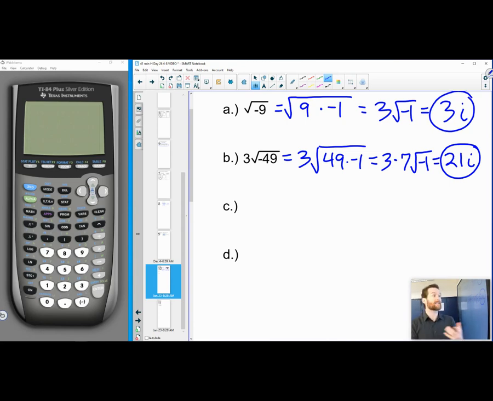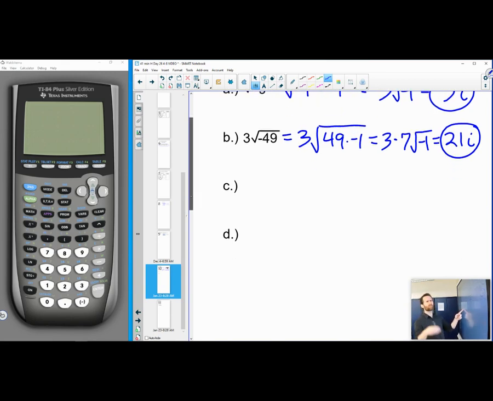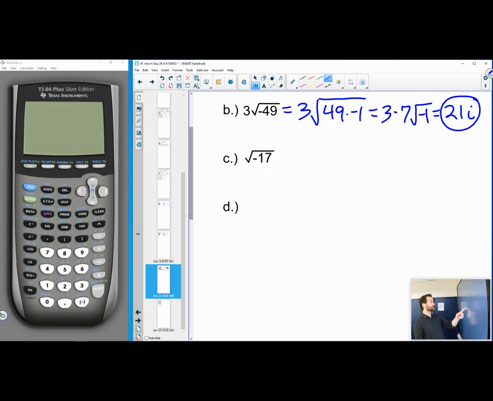So we're not just stuck with a non-real number. We've got, okay, now it's i, the imaginary unit, that we can actually use when we're moving on. Or we can move on with it, I should say. All right, let's take a look at C. Square root of negative 17.